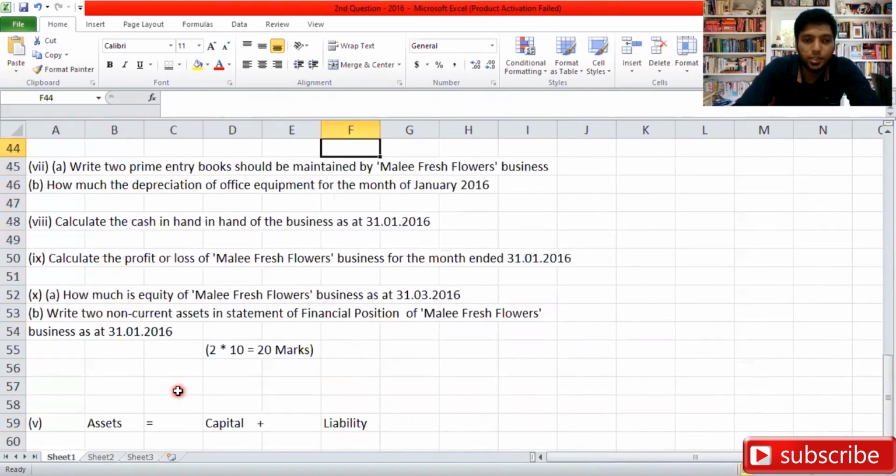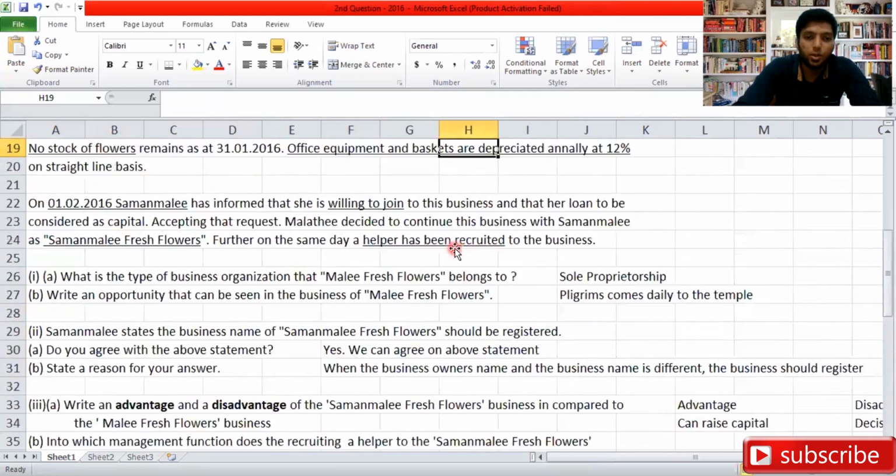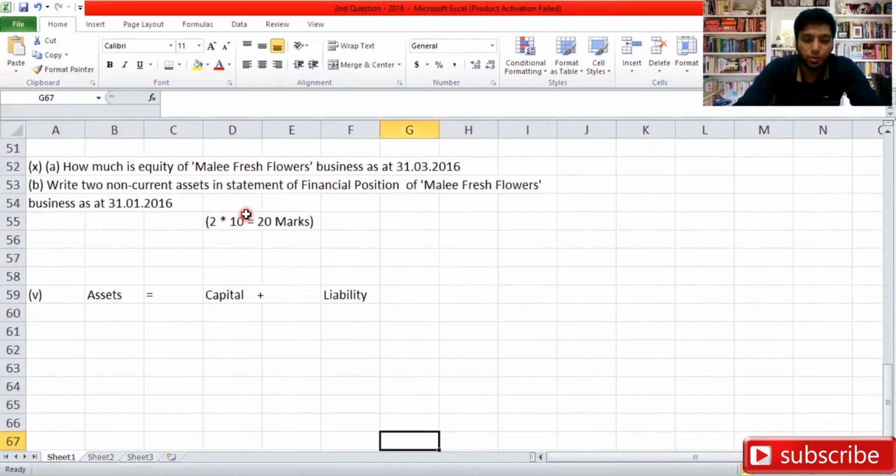The question is asking to write the accounting equation of Marley Fresh Flowers business as at 1st 2016. So on 1st 2016, what do you have when it comes to Marley business? What is the accounting equation we can find? Now you see on 1st 2016, she rented a building close to the temple, but how much is she spending? 40,000. So this is an investment. So 40,000 goes up. Capital will go up, and also assets will go up. So you can write here 40,000 cash has gone up and equity capital has gone up by 40,000.